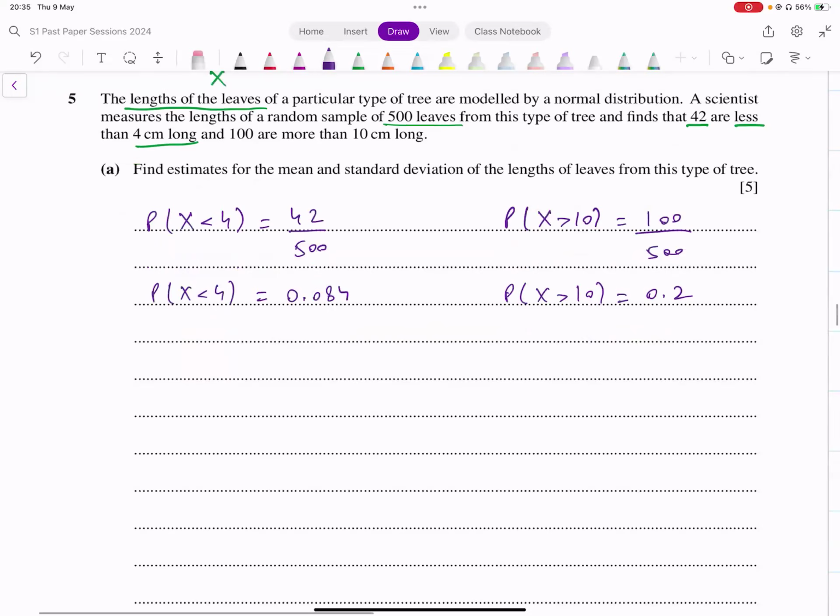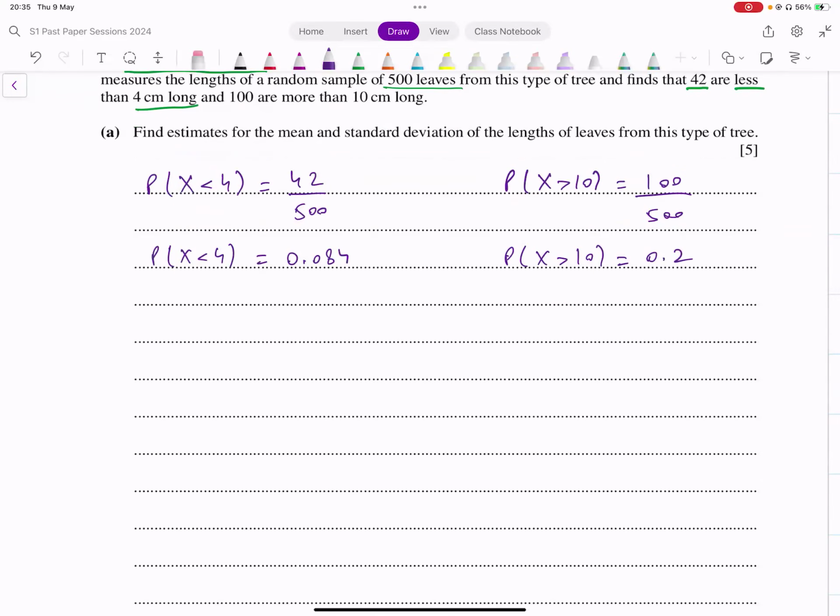Let's do this quickly. How do you start? You first write it in terms of z. So it becomes probability of z less than some number that equals 0.084. We need to find the corresponding value for z here. If x is 4, what is z going to be? Now, for that, we make a normal distribution curve. This is what it looks like. We first need to figure out if the z value is positive or negative.